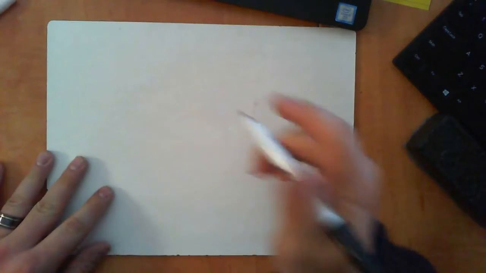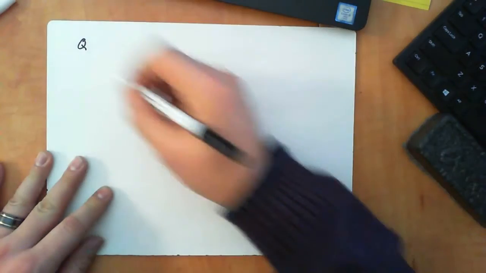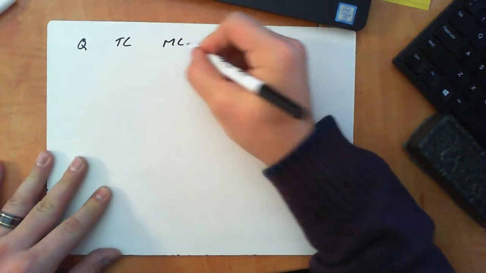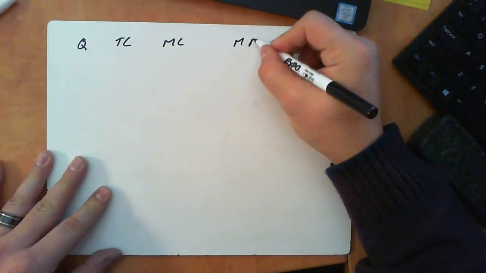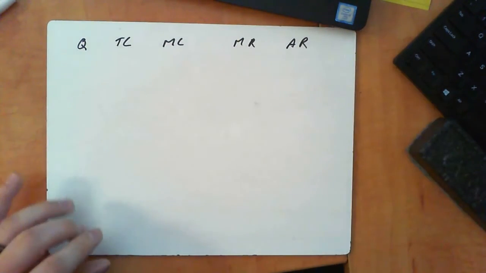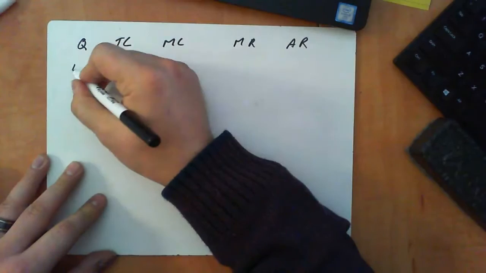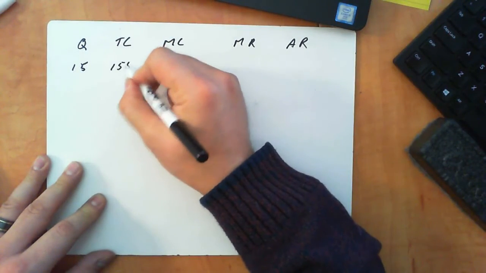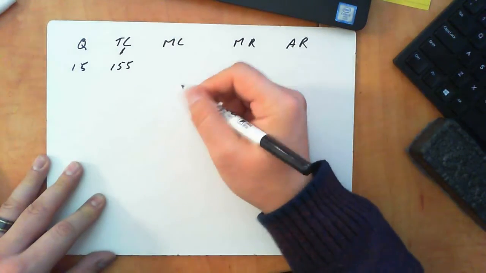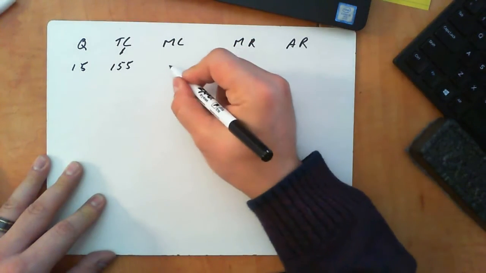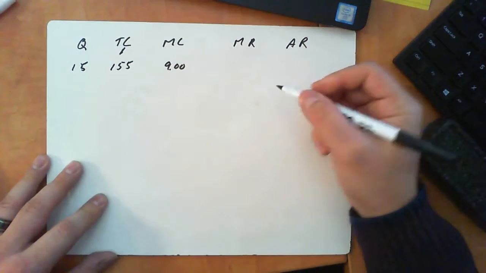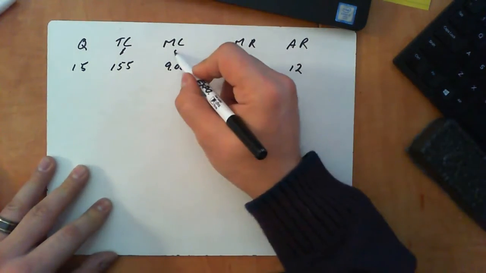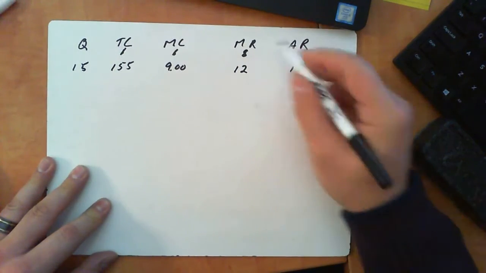So we have some quantity of gift boxes, we have some total cost, we have some marginal cost, which they've given us, and then we're looking at marginal revenue and then average revenue. We produce 15 gift boxes. We have a total cost of $155, and a marginal cost of $9 per box. Again, the price is $12, so the average revenue is $12 per box. And these are all in dollars.